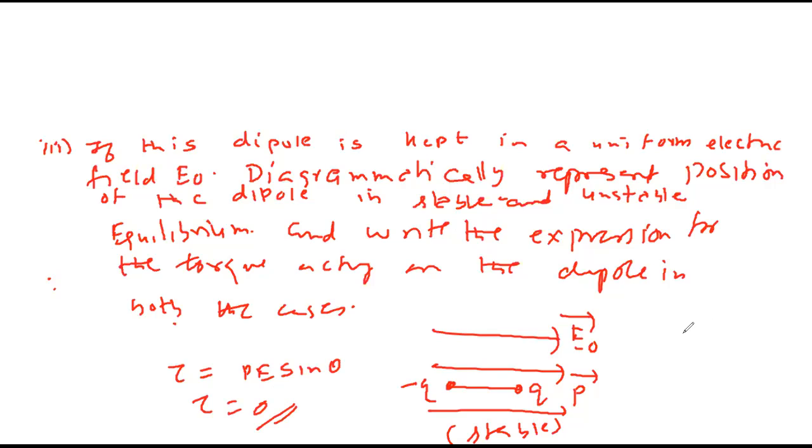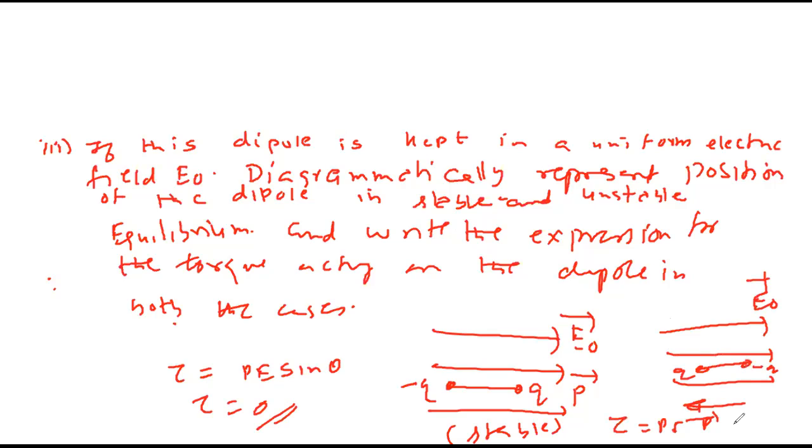In the second case also the torque is going to be zero, even in unstable equilibrium. So this is the dipole here. Now reversed, minus q, plus q. This is the direction of p bar. Now tell what will be the torque here? pE sine of 180. Again zero or not? Sine 180 is what? Zero, no? So in both cases, torque will be zero. This was the question asked.